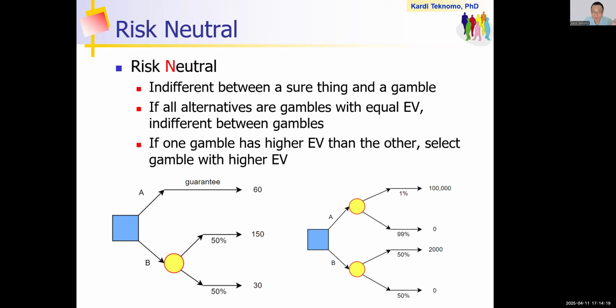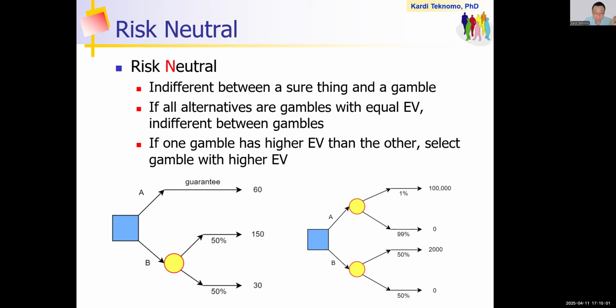Risk neutral is indifferent between the sure thing and the gamble, so they cannot decide because this is based on risk only. If the alternatives are gambles with equal EV like this, again they are indifferent. But if one gamble has higher EV than the other, then they will select based on higher EV. So risk neutral is using the risk analysis only, not using utility.